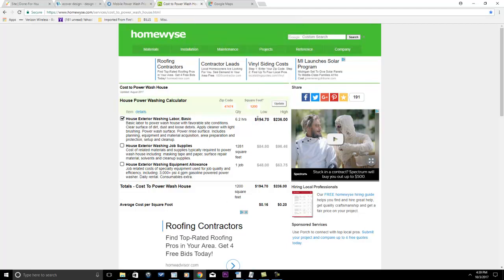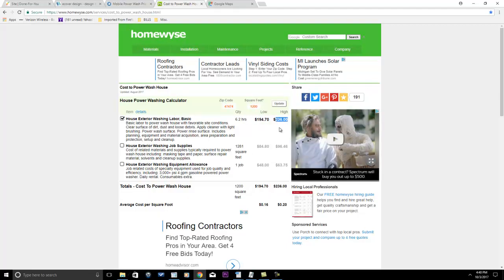It breaks it down to what a low price would be and what a high price would be. This site is probably set up more for the consumer to see if they're getting ripped off when someone's pricing them. Quantity 6.2 hours for a 1200 square foot house. Haha, not even close. That's a joke. We'd be done way sooner than that. But 194 bucks, so about 200 bucks on the low end for 1200 square feet. That's probably true. I wouldn't charge less than 200 bucks. Actually, it'd be more than that. So that'd be a low price.